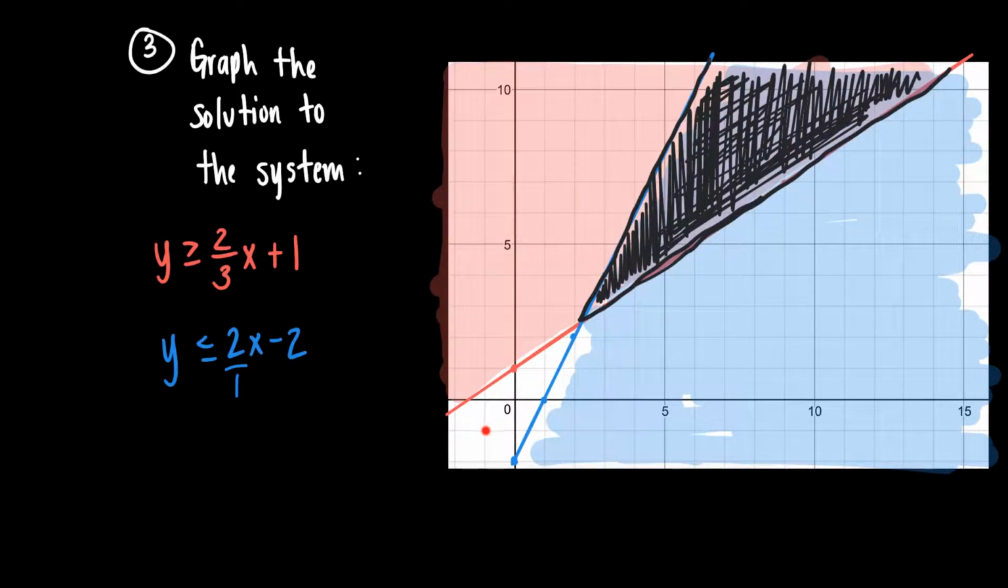Like if you try a point over here at -1, -1, it will work for neither inequality. So this is cool that we just have a visual representation of this reality right here.